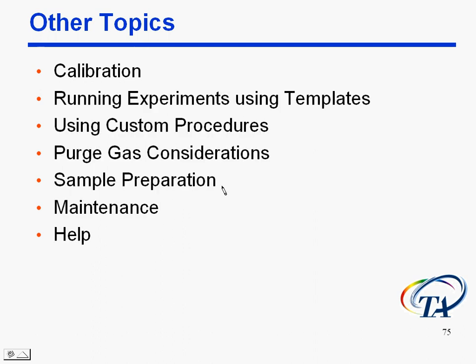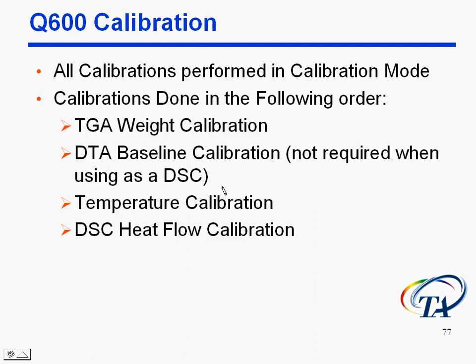Let's talk about calibration to begin with. Now there are 4 basic calibrations on the Q600. The calibrations are all performed in the calibration mode. The calibrations are done in this order that's listed here. Now, depending exactly what you're wanting to do with the SDT, you may not have to do all of these calibrations. In fact, typically, the second one here is not done.